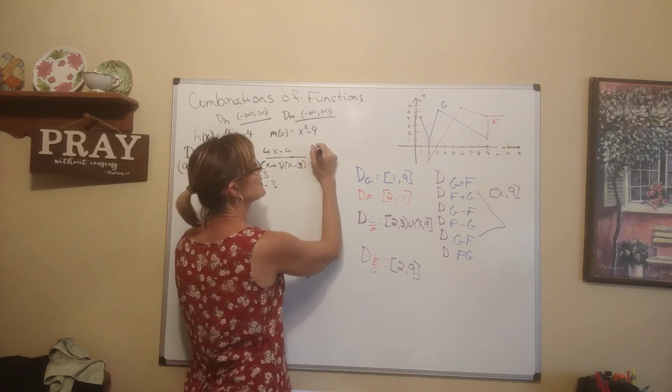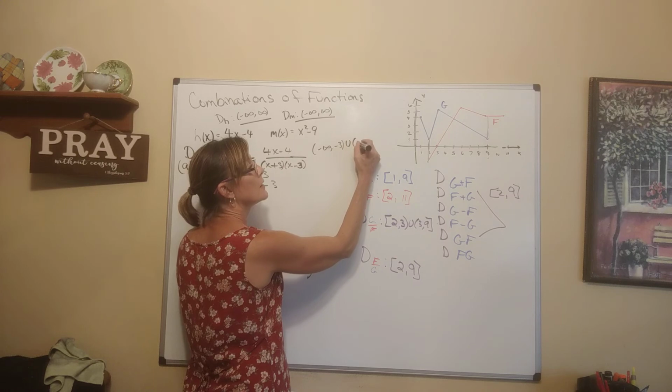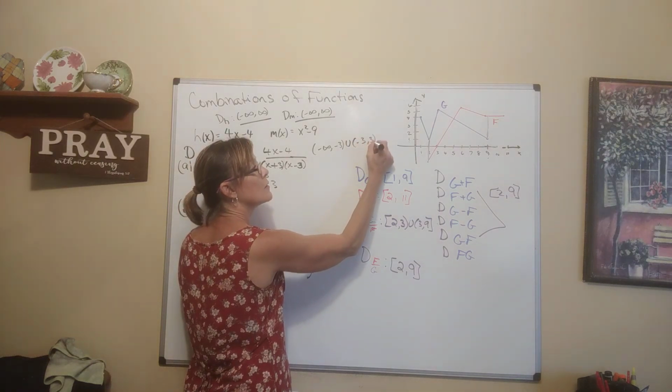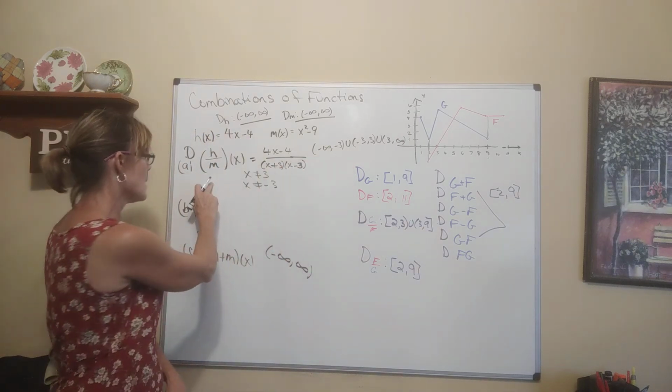And you write it like this. Negative infinity to negative 3, don't include negative 3. From negative 3 to 3, don't include 3. From 3 to infinity. That is the domain of this combination.